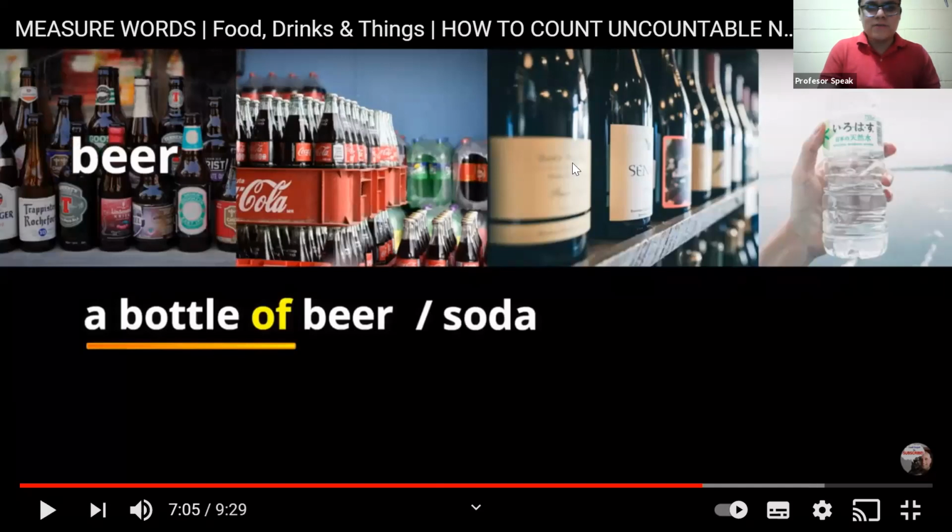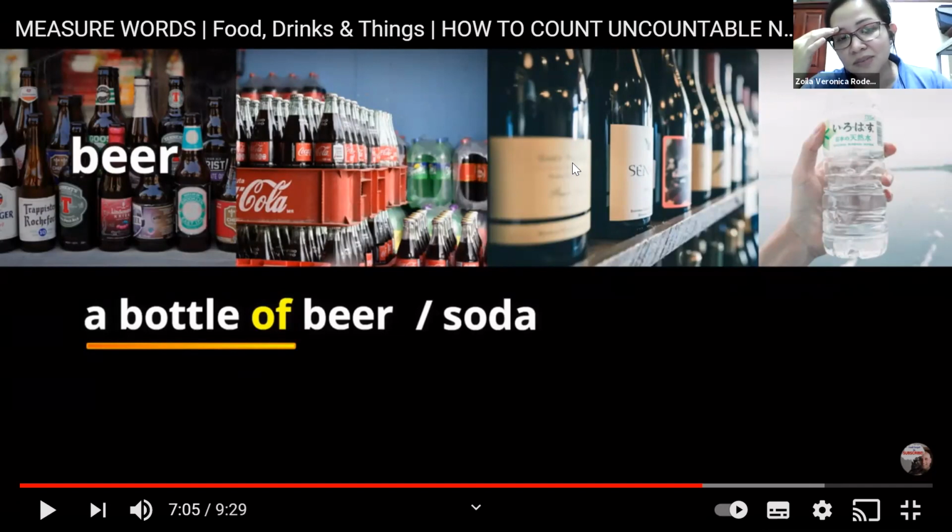Guys, do you like beers? Do you drink beers from time to time? Every now and then. Okay, every now and then. How about you, Veronica? Do you drink beers? Yeah, sometimes. Okay, from time to time. How many beers do you drink? Just one maybe per week or 2 weeks. Okay, all right. One or two bottles.